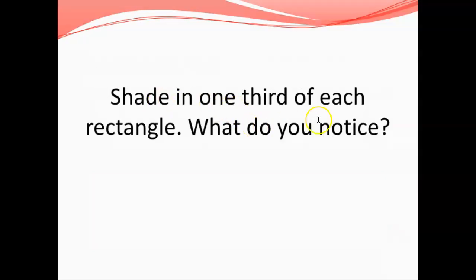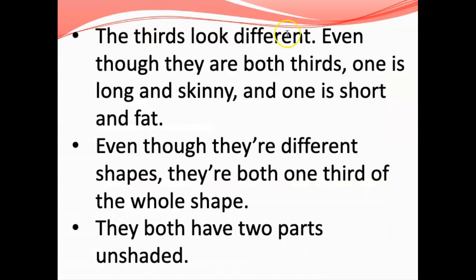And then we're going to shade in 1/3 of each rectangle. What do you notice? It should look something like this. So we shaded in 1 part here and 1 part here. What do you notice? The thirds look different, right? Even though they are both thirds, one is long and skinny and the other is short and fat. Even though they're different shapes, they're still the same amount. They're both 1/3 of the whole shape.